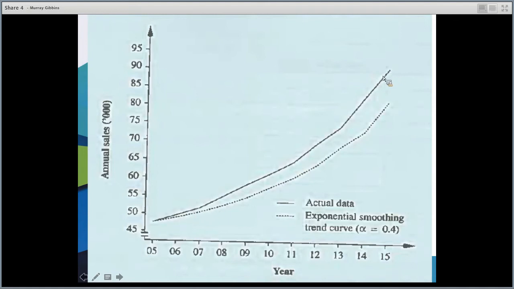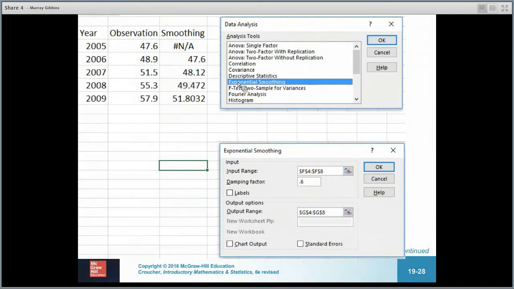So I don't think this is ideal, actually, smoothing at 0.4. We might actually experiment with this data and try smoothing at different rates and see if we can't get a better smoothing effect. So we'll do that when we get to class next time.